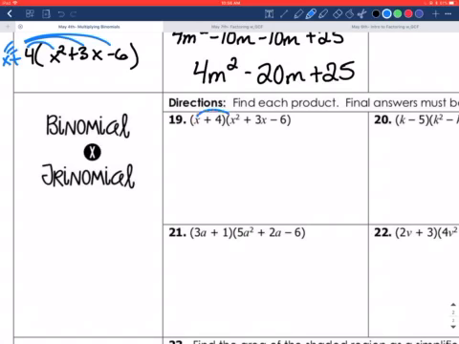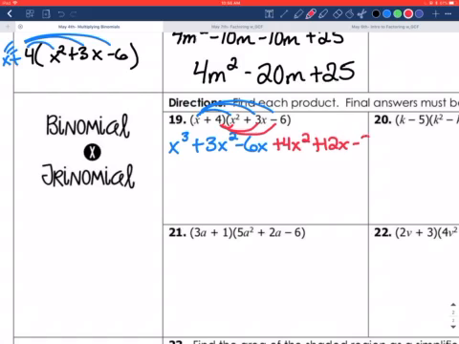So that's what we're going to do here. We're going to distribute the x to each one, and that will increase each one of these by 1x. All right, so we distributed the x, and now we'll distribute the 4. So that will be plus 4x squared plus 12x and minus 24.